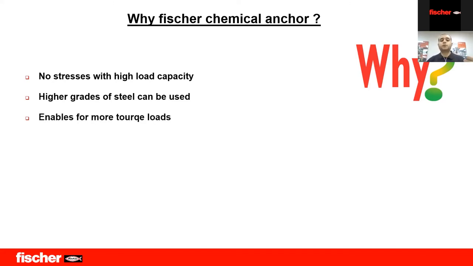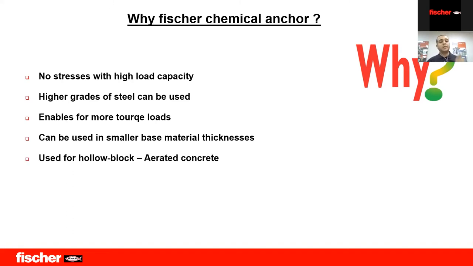And it will enable more torque loads. Usually for torque loads, the bonding strength and the characteristic bonding strength in the chemical can take more than what we can see in the mechanical anchor. So generally, for torque loads and in general, the chemical anchor can take more loads than the mechanical. It can be used in smaller base material thicknesses, as we said, since there are no stresses in the concrete, we are not exhausting the concrete, so we can have smaller thicknesses and smaller edge distances, as you mentioned in your answers in the chat.